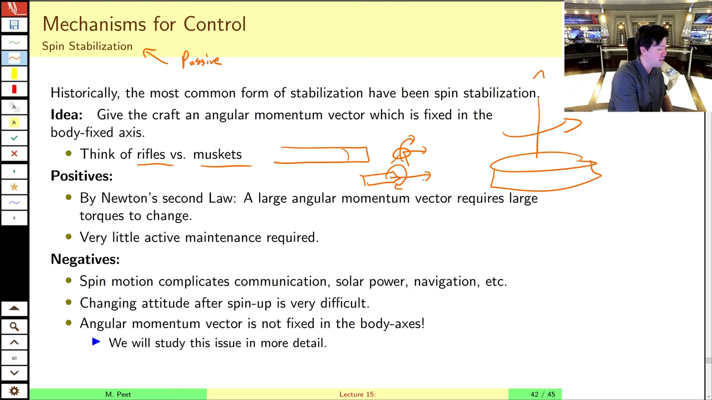We'll talk about limitations, actually, of that sort of rifle analogy to spacecraft and some failures of the Explorer 1 spacecraft, for example, which tried to do the same thing but failed. Basically because bullets are solid and spacecraft have fuel and other moving parts. Right. So the advantage is it's passive, doesn't require electricity, no active maintenance. Large angular momentum vectors require large torques to change their orientation. So they're relatively efficient. The downside, of course, is 3-DOF stabilization, not possible.